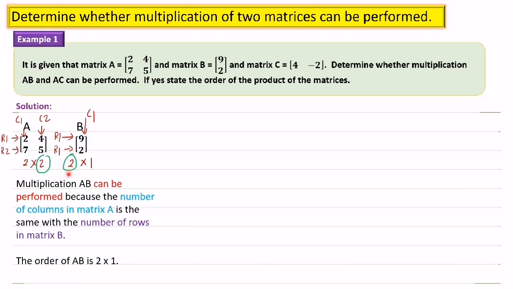So the conclusion is, if the numbers in the middle are the same, then these two matrices can be multiplied. The order of AB is 2 by 1. How to obtain 2 by 1? Very simple. You find the number at the front and at the back, then you write them down. So 2 by 1.